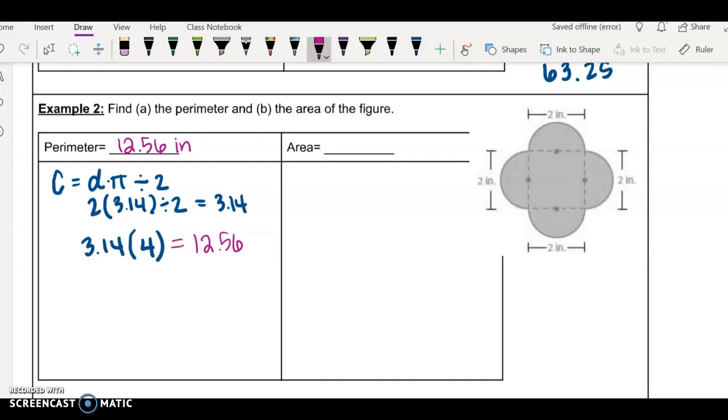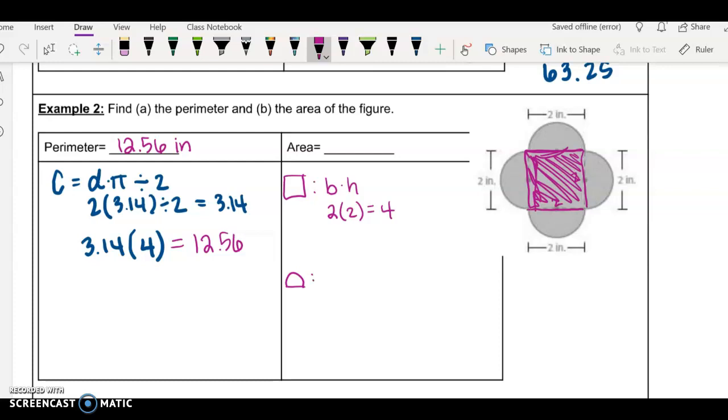So in this composite figure, I see a square and I see semicircles. So to find the area of a square, I have my base times my height, and your base is 2, and my height is also 2. So this is just 2 times 2, and I get 4. Not too bad. So I just found the area of my square, so this section. So now I have my semicircles left to find.